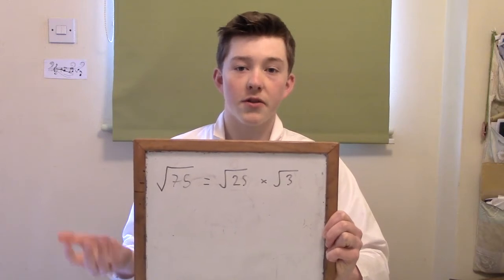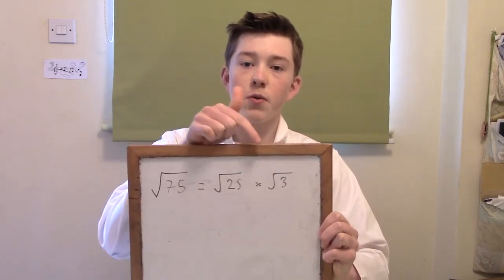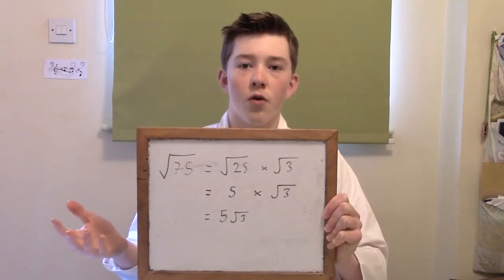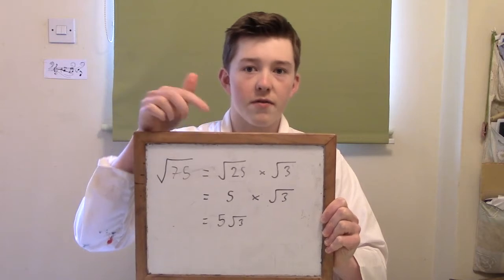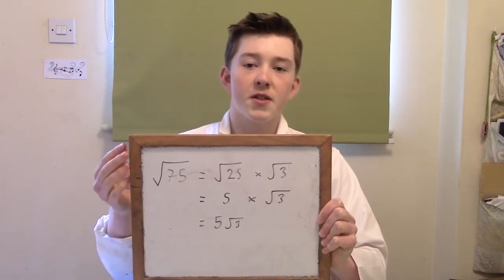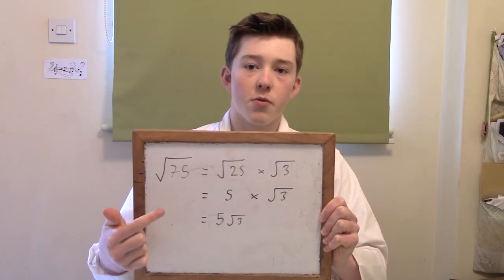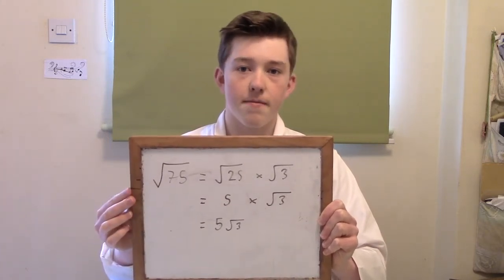In a situation like this, we can simplify the surds even further, because the square root of 25 is a whole number. Therefore, because one of the factors of 75, 25, is a square number, we can simplify root 75 down to 5 root 3. That means 5 times the square root of 3.